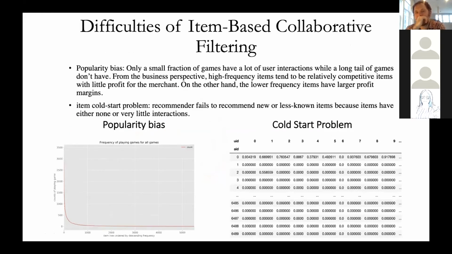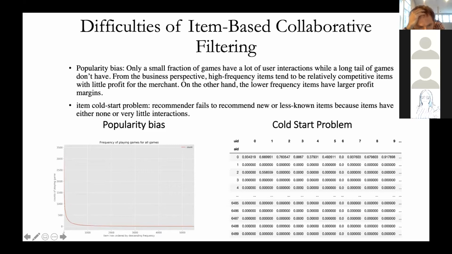However, there are two shortcomings of item-based filtering. In the left graph, the popularity bias shows the count of games being played. Only a small fraction of games have a lot of user interactions, while a long tail of games don't. From the business perspective, high-frequency items tend to be relatively competitive items with little profit for the merchant. On the other hand, lower-frequency items have larger profit margins. So that's one problem of item-based collaborative filtering.